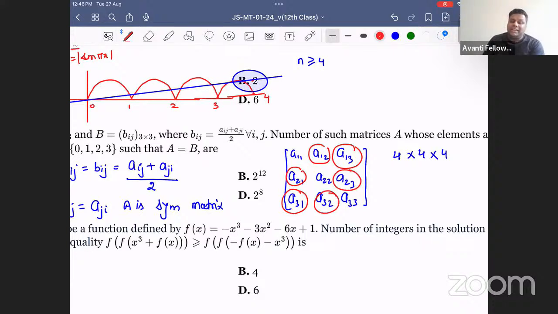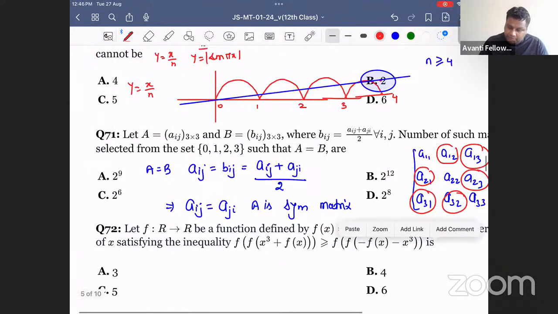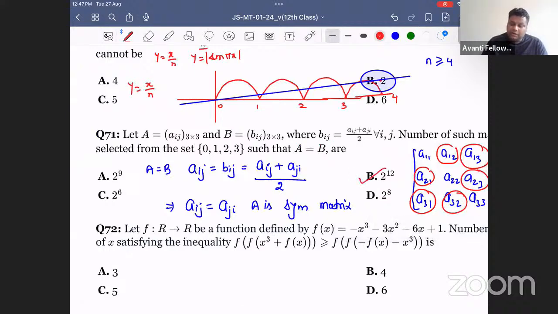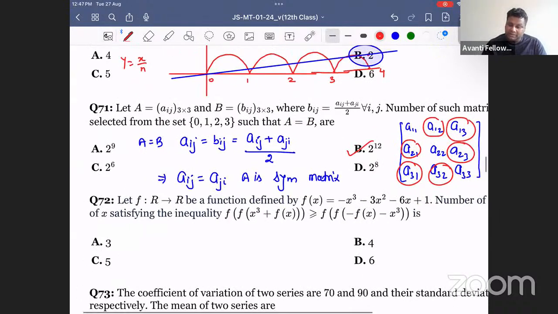Now, each diagonal element can be occupied again in 4 ways. So, into 4 cubes. So, your answer is 4 raised to the power 6. Got it? So, that is 2 raised to the power 12. I hope I am very much clear.